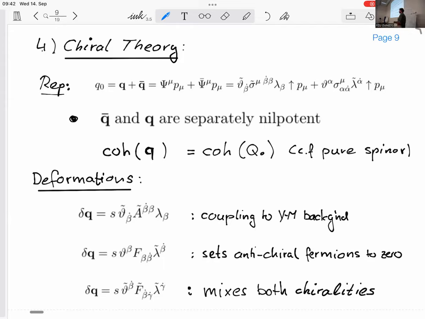So then you could say, if you're just interested in describing free fermions, you might as well take just this little Q as a BRST operator. Of course, then you might say, what does it describe? In some sense, yeah.